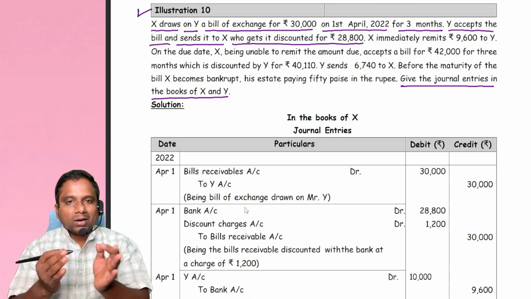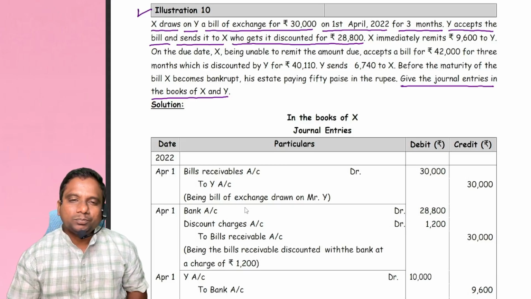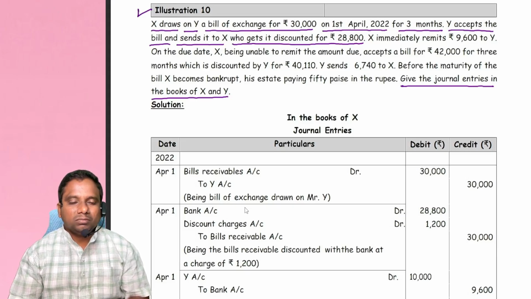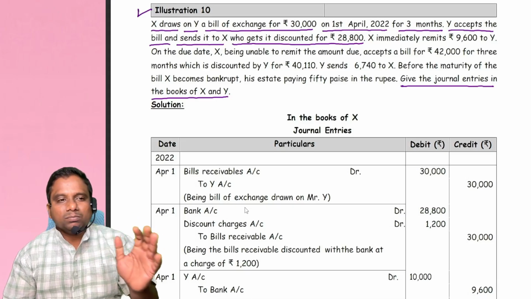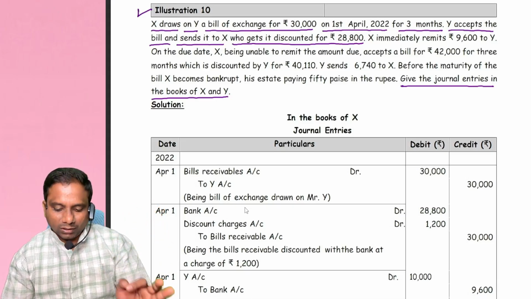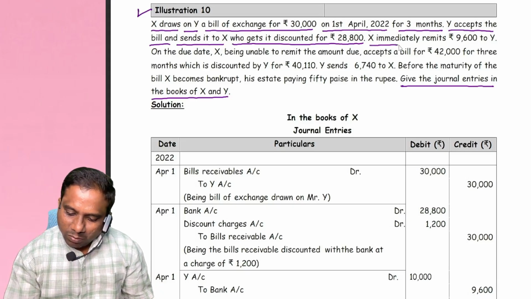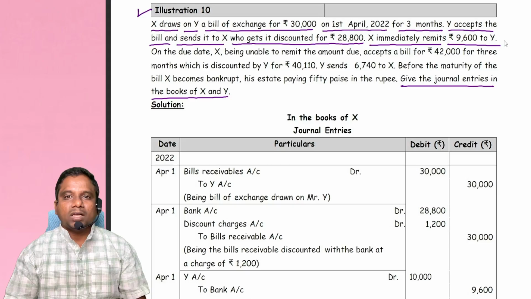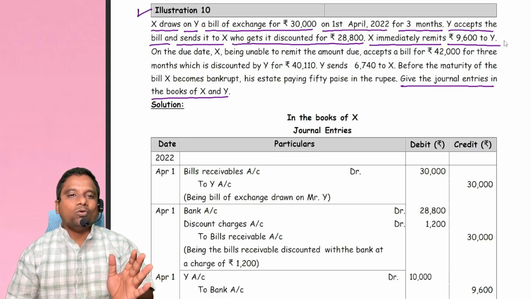Look at from here till here. It happens in case of trade bills also. One person draws a bill on other person and he will discount the same with the banker. Till here the same in case of trade bills, but from here it is little bit change. X immediately remits 9,600 to Y. After discounting the bill, X is immediately sending 9,600 rupees to Y.